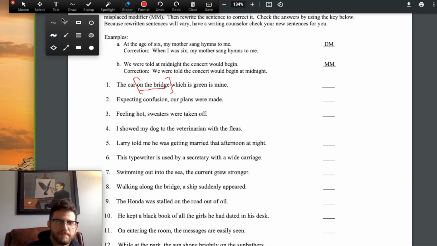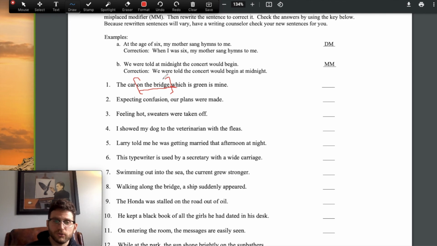You think of the fix? Okay, right here, putting "on the bridge" right after "car" is leading us to some confusion. But all we said is that the prepositional phrase "on the bridge" just needs to be as close to what it's modifying. It is modifying the car in this case, so we could just as easily put it before the car. On the bridge, the car, which is green, is mine. Okay. Now we've got a better, clearer syntax.